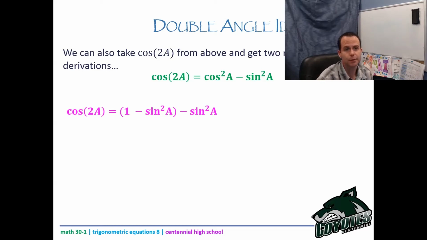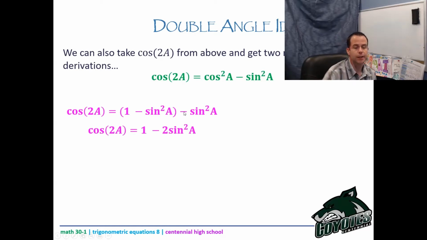As you can see, the answer is going to be 1 minus 2 sine squared A, because I end up with a negative sine squared A and a negative sine squared A. So just for clarification, this one came from me taking this cos squared and replacing it with the Pythagorean identity. Cos squared A is the same as 1 minus sine squared A. Okay, and then that gives us for cos 2A another identity that we can use, another derivation, which is 1 minus 2 sine squared A.